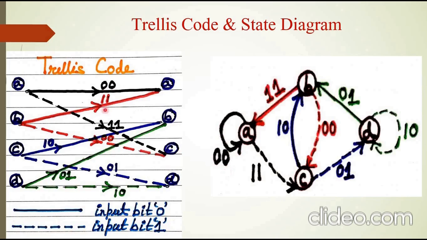Okay. If the current state is A and the input is 1, then the next state is C and the line should be a dash line. So A to C goes by a dash line and the output is 1 1. So over here make it with 1 1.